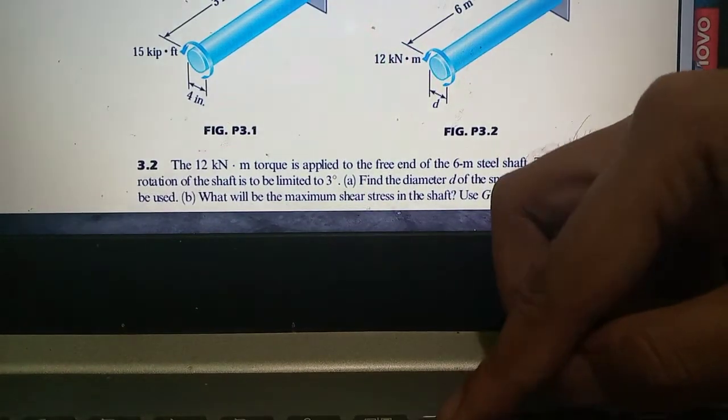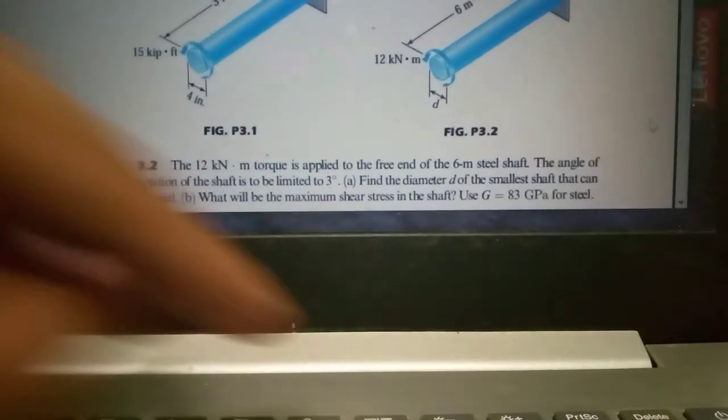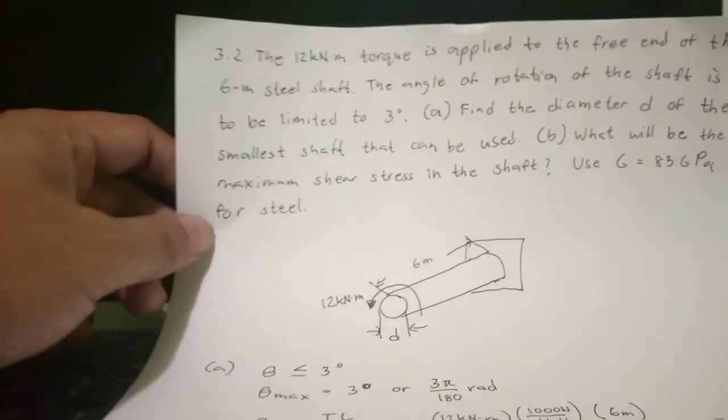Okay, just like before, I have pre-solved this example. So 3.2. I just copied the problem.